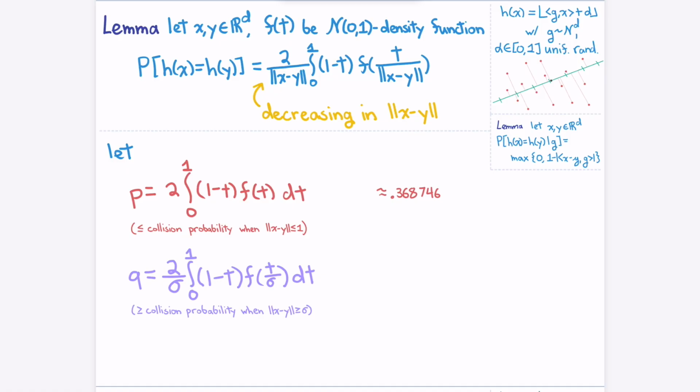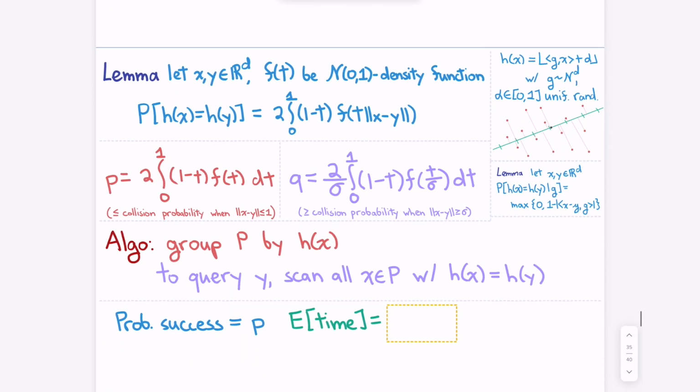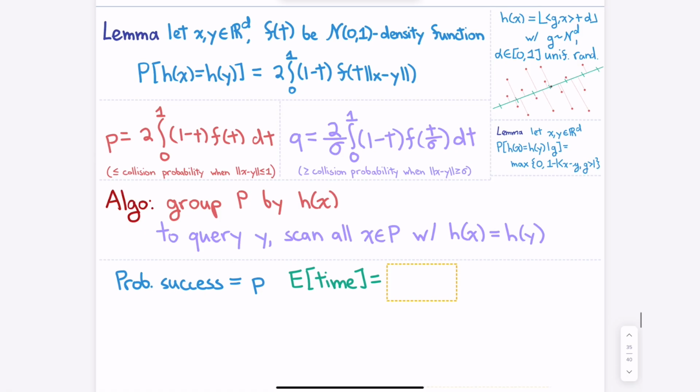I can tell you guys are as excited about these integrals as I am. Let's keep going. Now, in the algorithm, we'll do the same thing as before. We're going to group all the points by the hash code, and then when we query, we'll scan everyone in a bucket and actually get the exact distance to everyone. So the probability of even finding your point, if one exists, is p. Whatever p is, 0.3 something, right?